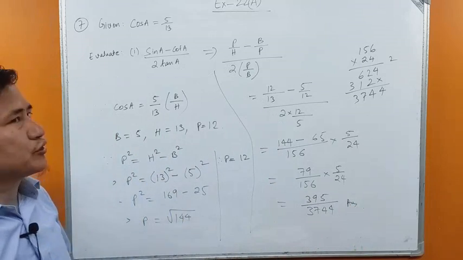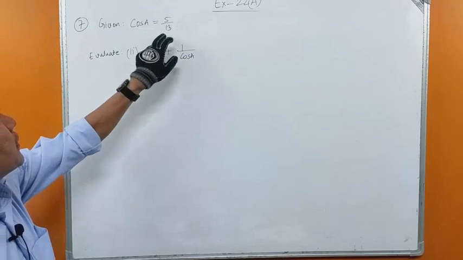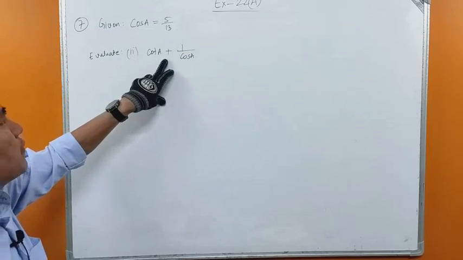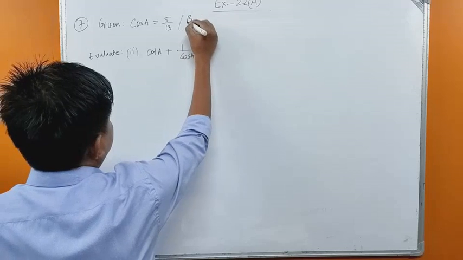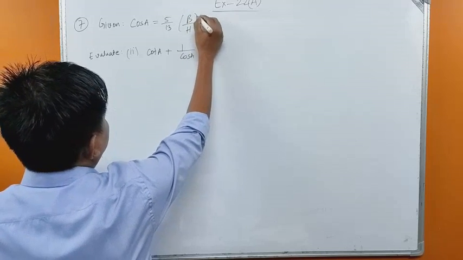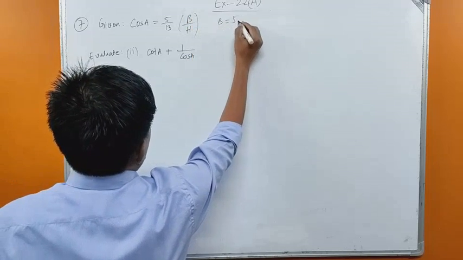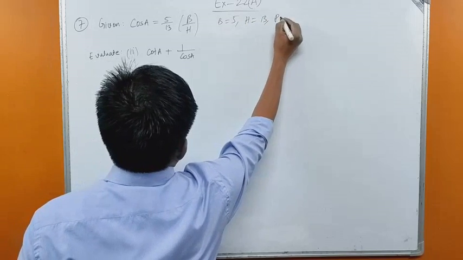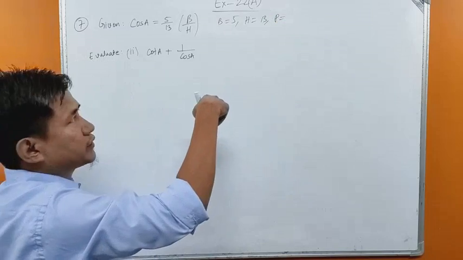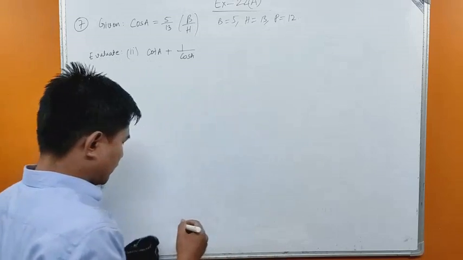Okay, now let us do question number 2. Given cos A is 5 upon 13, we are asked to find the value of cot A plus 1 upon cos A. So cos theta is base upon hypotenuse, isn't it? So we have base equals 5 and hypotenuse equals 13, and perpendicular we have calculated in the previous question, question number 1: perpendicular is 12.